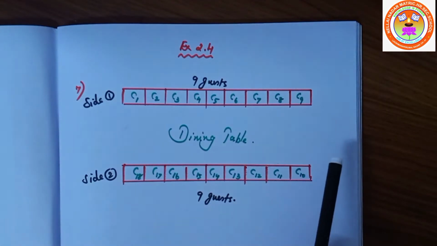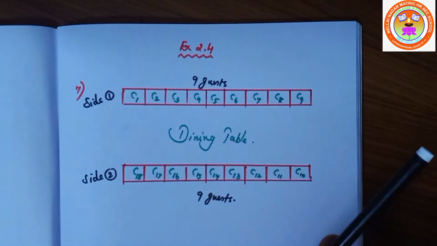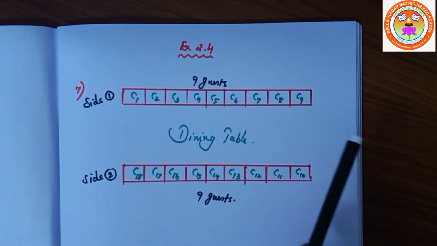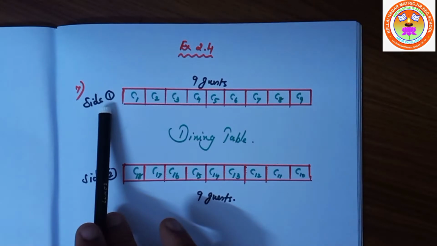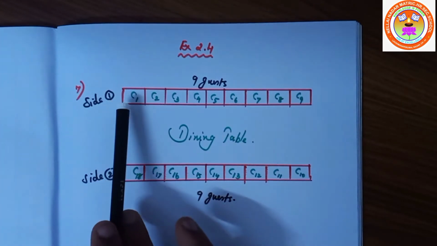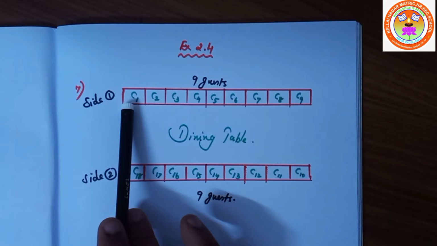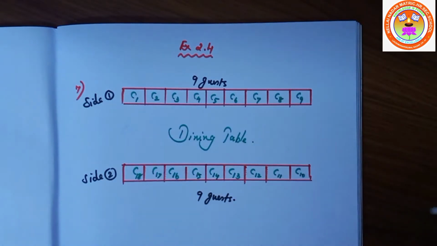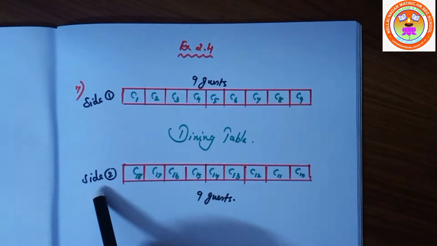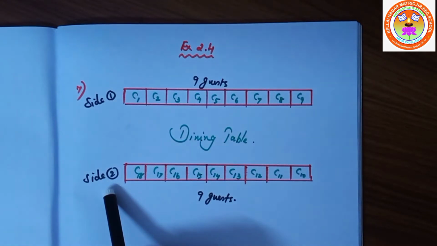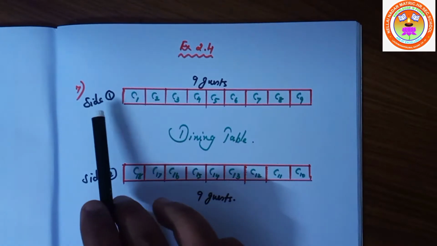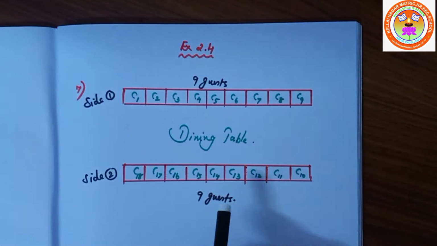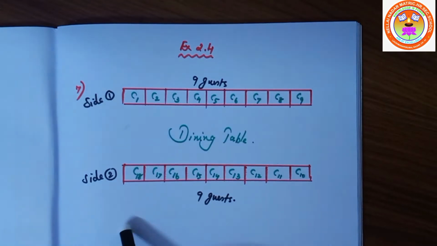The condition number 1 is 3 particular persons, 3 guests, they want to sit on any one of the sides. I consider as side number 1. In side number 1, 3 particular guests want to sit, and two more guests, they want to sit on the other side, that is side number 2. Again I tell you, 3 particular persons want to sit on one side, I consider as side number 1, and 2 more persons want to sit on the other side, that is side number 2. Okay.